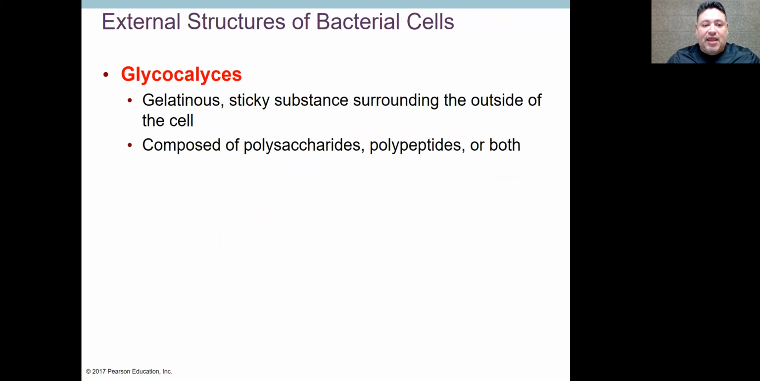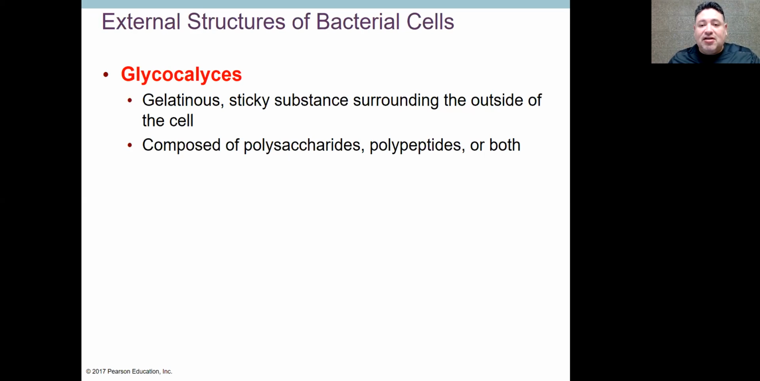Okay. Now, as we move out to the external structures of prokaryotes, the first thing that we start with is the glycocalyx. Okay. So glyco means sugar. Calyx essentially is a covering. So this is the sugary covering.